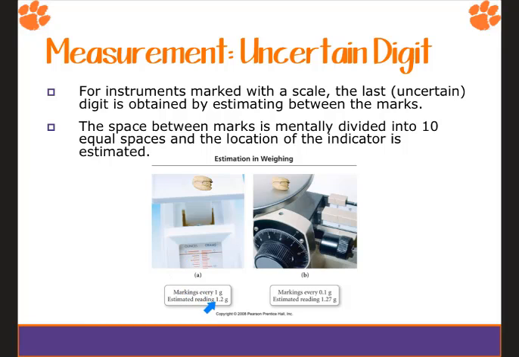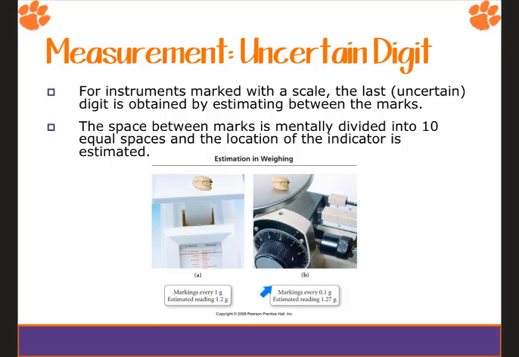So this one is our certain digit. The next digit, the tenths place, is the one that you estimate. They estimated here that it's 1.2 grams. Again, we're not sure about that digit. It could be 1.1 grams, it could be 1.3, 1.4, we're not sure. That's why we call that our uncertain digit.